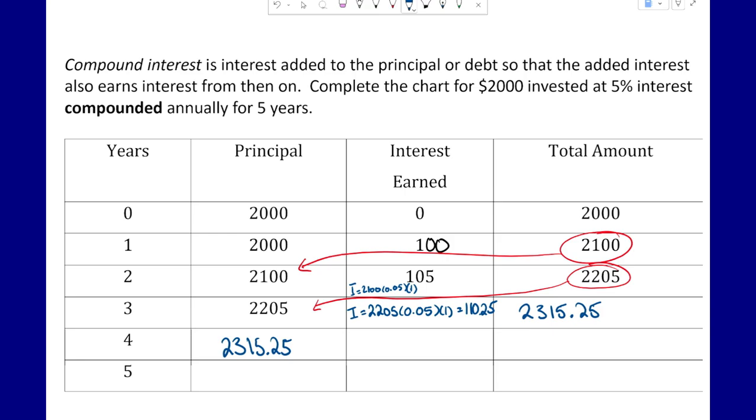I'm just going to do it quickly, just so it looks a little bit neater. We end up with $115.76. So our total amount at the end of 4 years, $2,431.01, rounding. That becomes our principal for the next year.